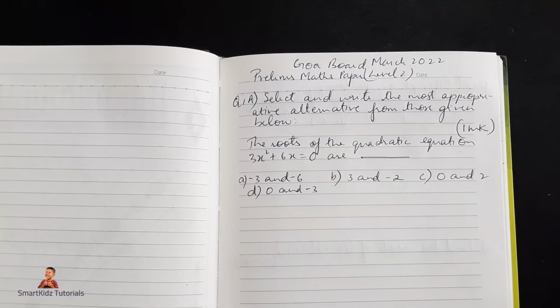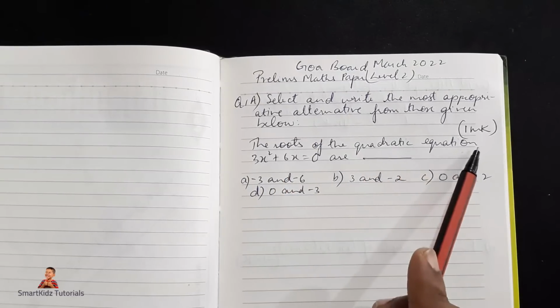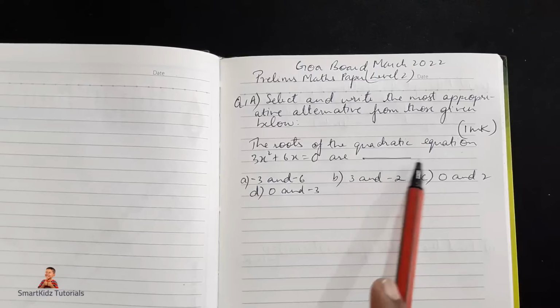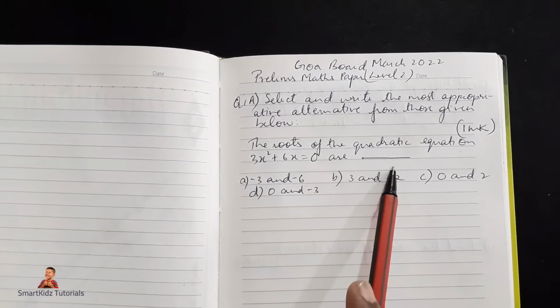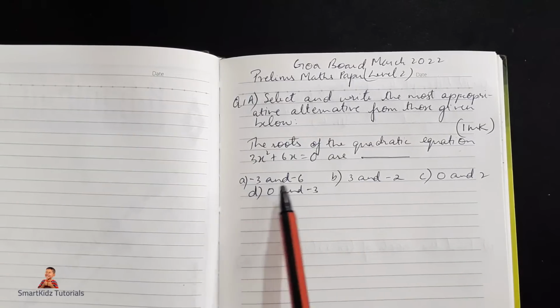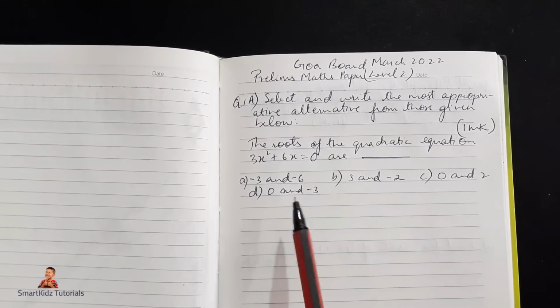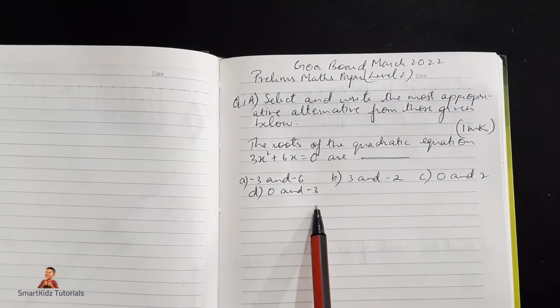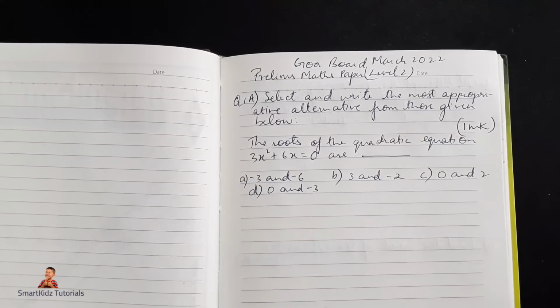answering the first question. Question 1A says select and write the most appropriate alternative from those given below, and this is for 1 mark. It says the roots of the quadratic equation 3x square plus 6x equal to 0 are dash, and the choices given to us are -3 and -6, 3 and -2, 0 and 2, and 0 and -3. So let's solve and find out which of these choices our answer is.